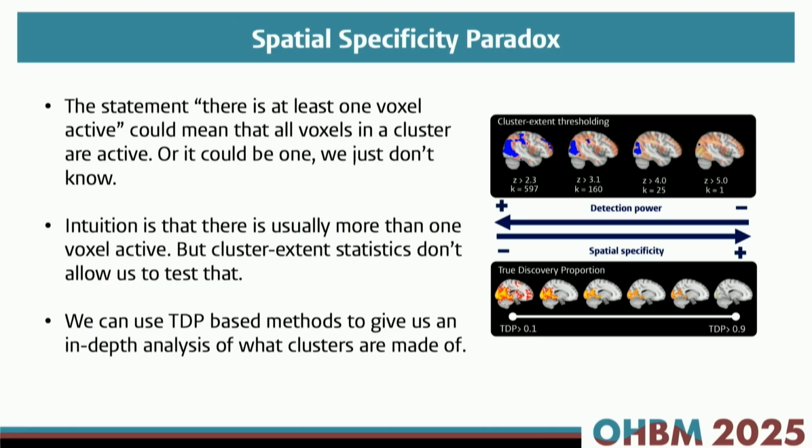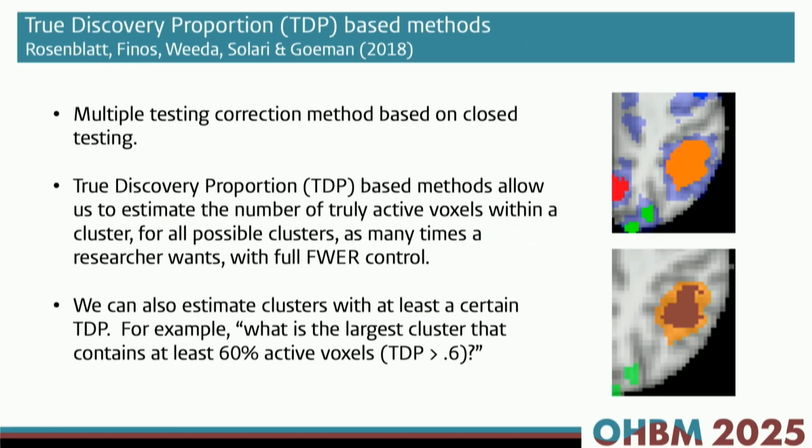So what we do, and this is what's going to be the topic of the next session, is we use what is called true discovery proportion-based methods to give us an in-depth analysis of what clusters are made of. This true discovery proportion is basically a method that provides a simultaneous confidence bound across all the possible clusters in the data that allows us to drill down into clusters to see how much activation there is.